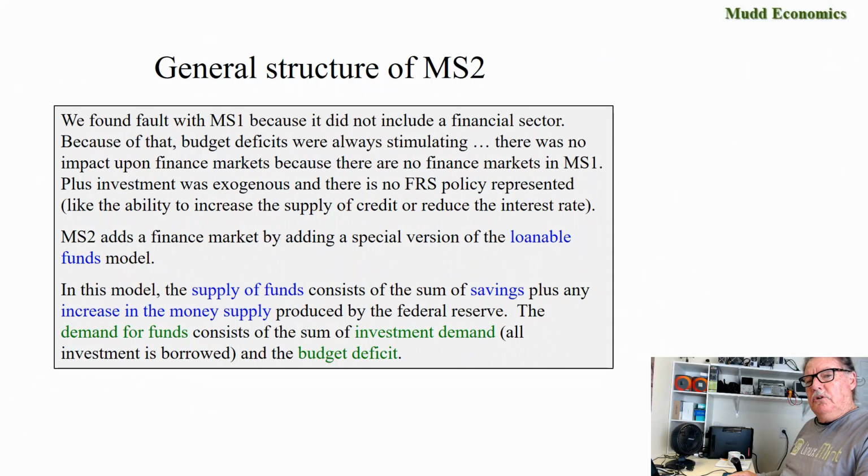So Macrosim 2 adds a finance model by adding a special version of the loanable funds model to Macrosim 1. In this model, the supply of funds will consist of the sum of savings plus any increase in the money supply produced by the Federal Reserve System. The demand for funds will consist of the sum of investment demand, all investment is borrowed, and the budget deficit.